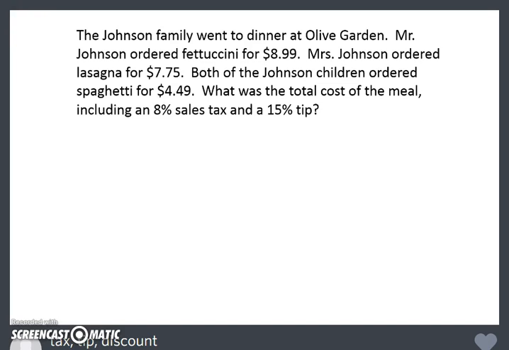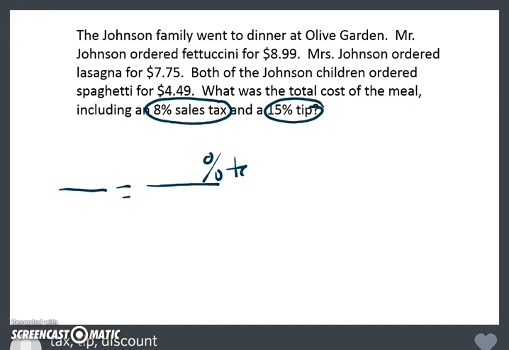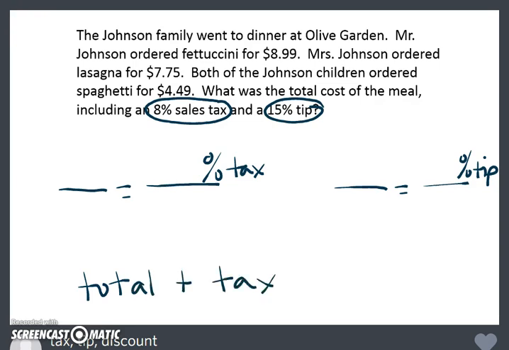Okay, I have a problem for you to try on your own, so go ahead and work this one out. But this one, instead of giving you two problems, I asked you to find the sales tax and the tip. Because there's sales tax and tip, remember we're going to do two proportions. One of them is going to be with the percent tax, and one of them is going to be with the percent tip. And then when we're done, we're going to take the total plus the tax plus the tip.